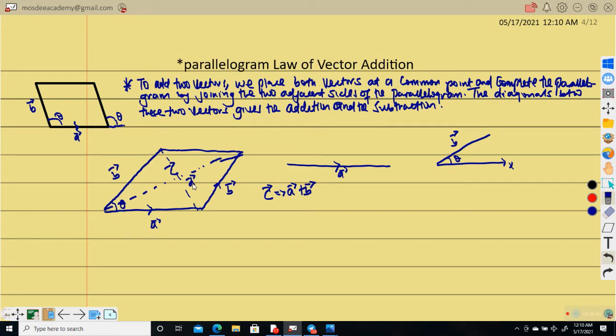You can see the D vector is more or less like what? You can see the A vector minus the B vector. You can ask me how. It is very simple to see if you can work. Look at this A vector.